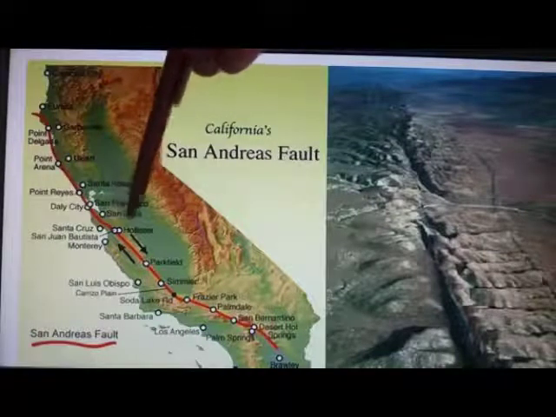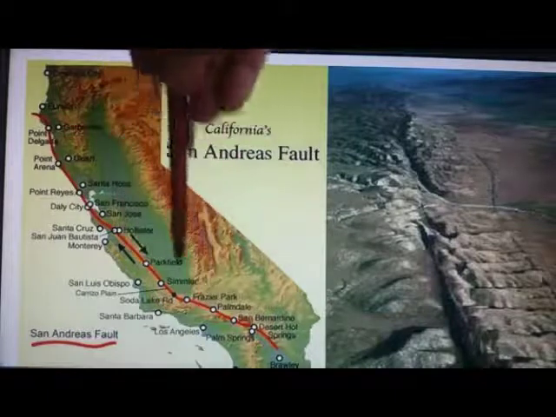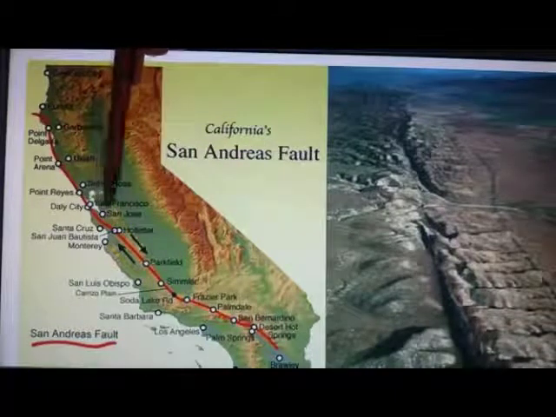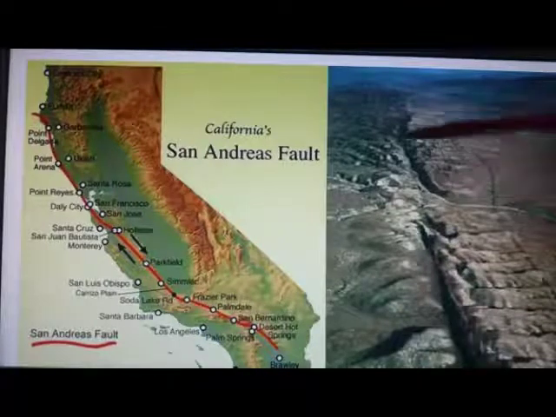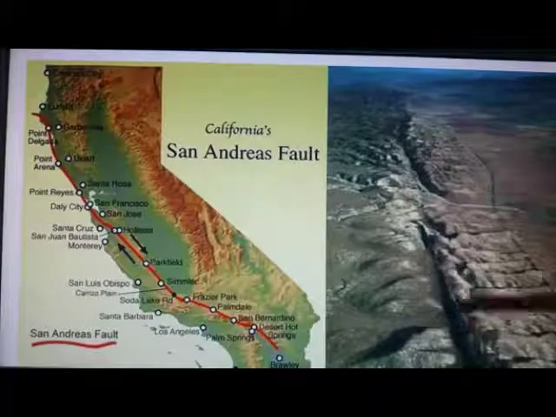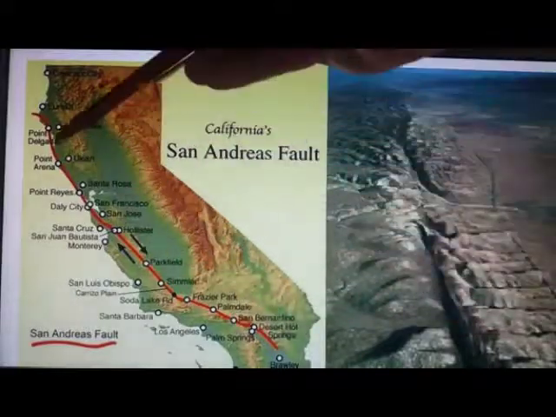This is very famous because earthquakes along this fault usually happen closer to the Earth's surface than the other ones. You can even see in the picture. Look at the picture, you can see. Okay, so this one is very famous.